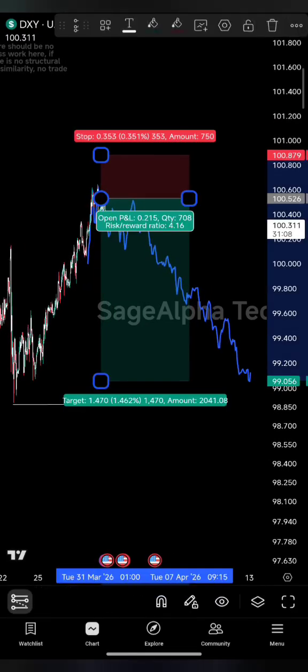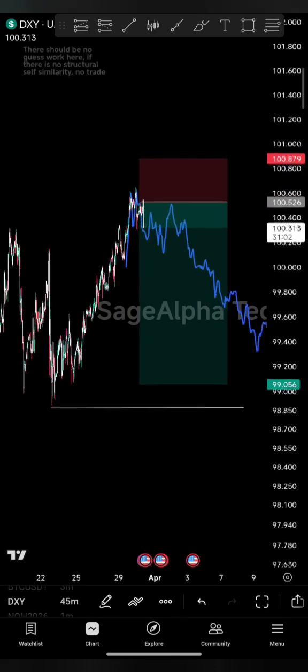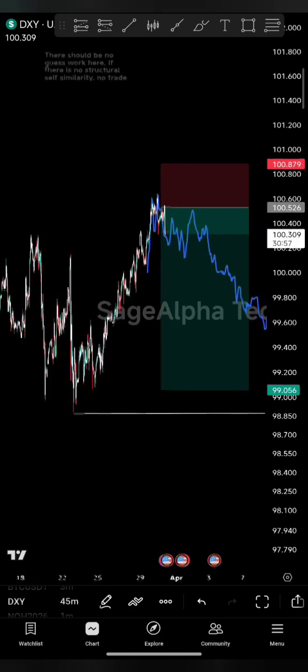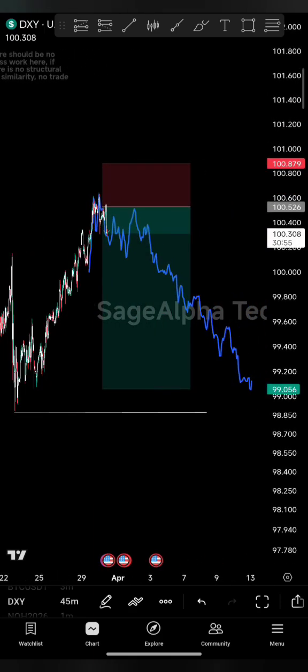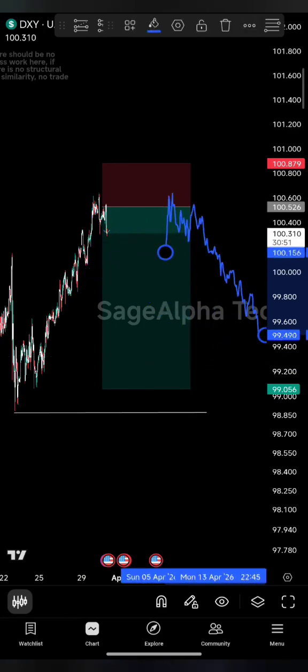Zero drawdown entry. And our price has started to move in our direction by 0.5 to 1. Okay.